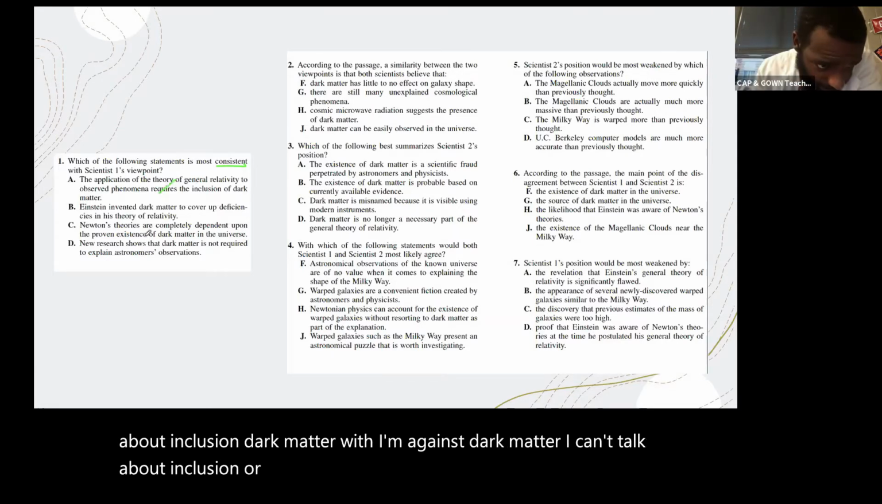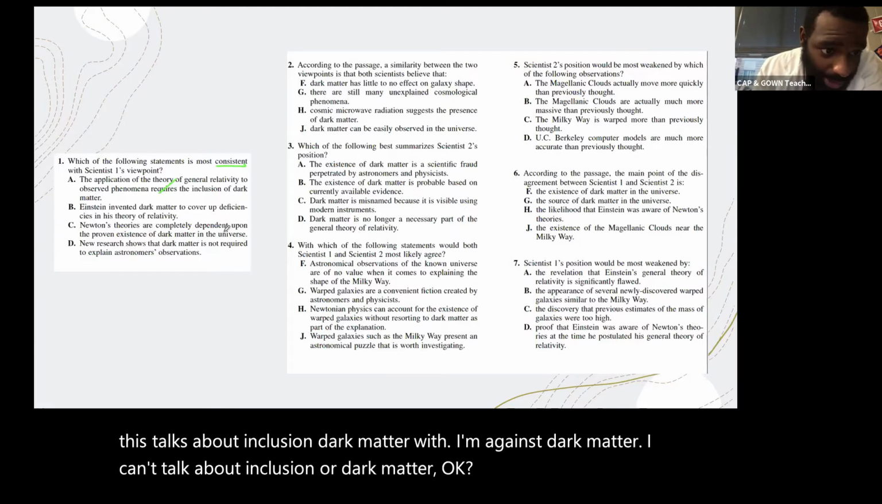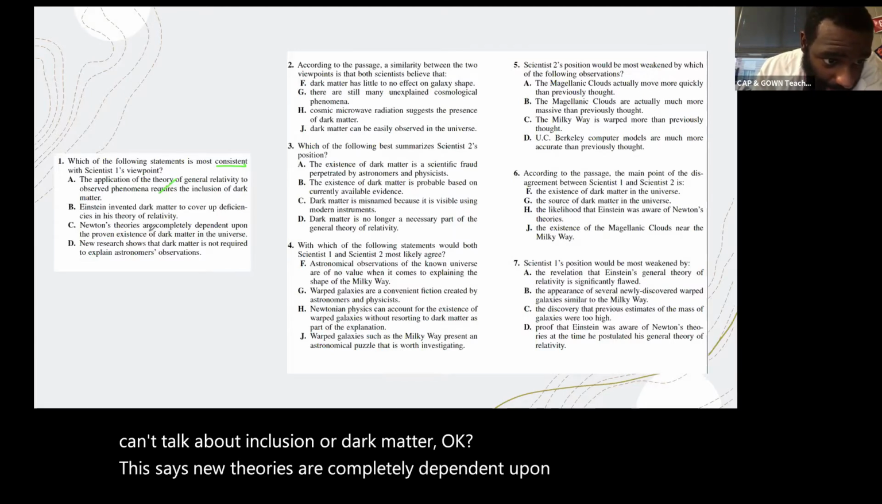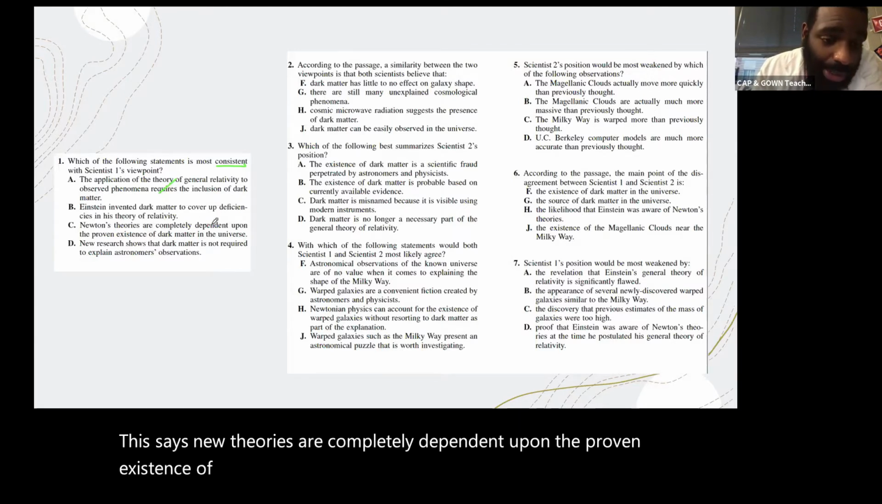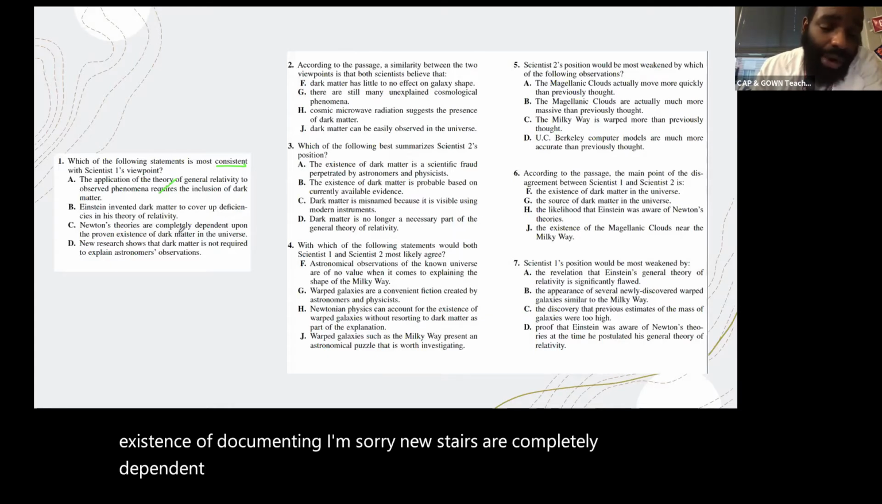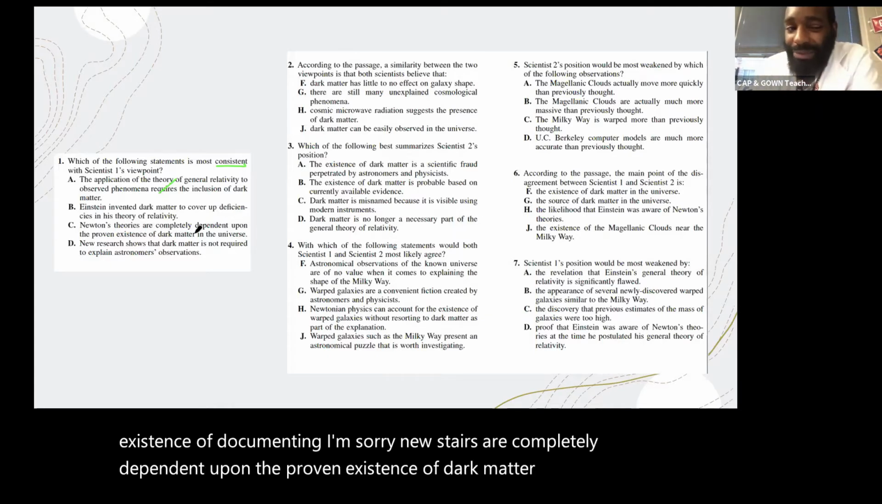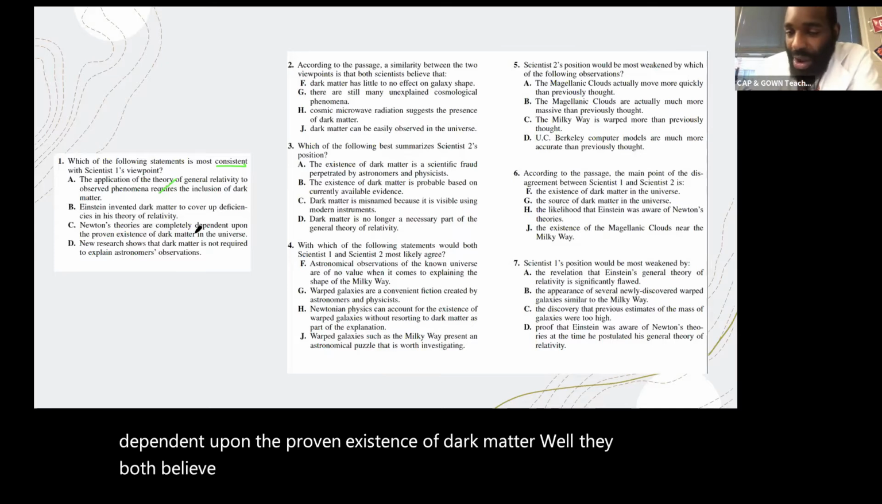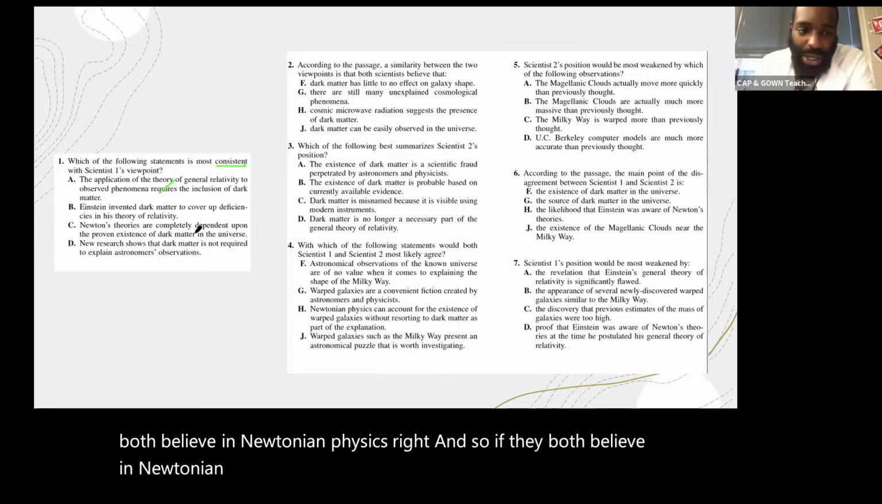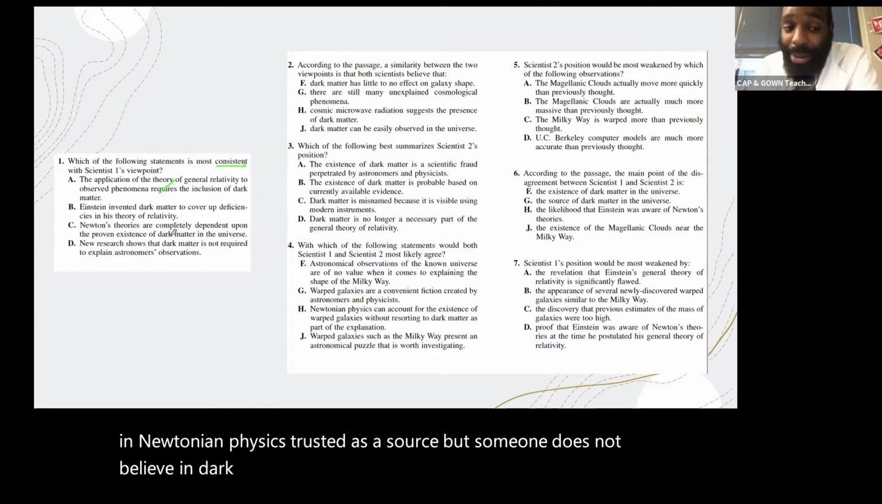Okay. This says new theories are completely dependent upon the proven existence of dark matter. Well, they both believe in Newtonian physics, right? And so if they both believe in Newtonian physics, they trust it as a source, but scientist one does not believe in dark matter, but you're saying that it's dependent upon the dark matter. That's not going to be correct, right?